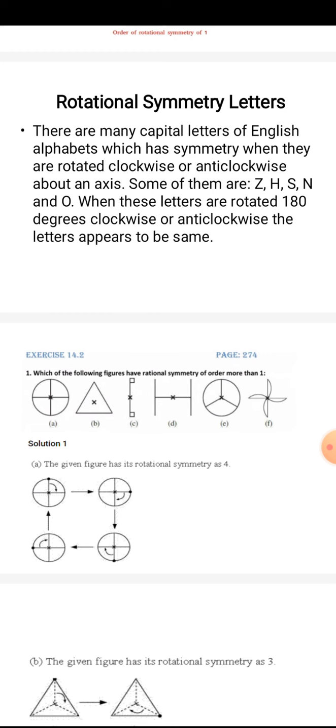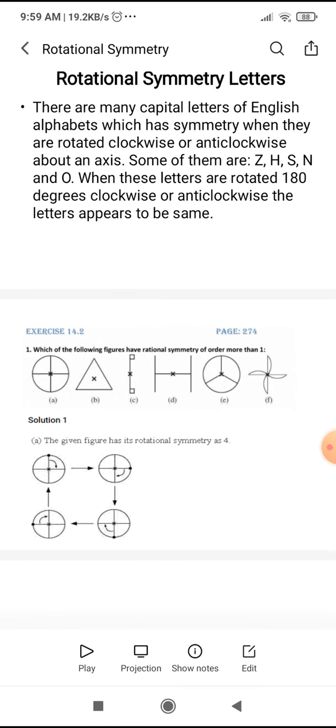But here, a cross mark is given in the center of the circle. That is the important thing. If the center point is not marked with the asterisk sign, then it may have an infinite number of symmetries. Are you getting there? Yes. Shall we move to the next one? Yeah, come to the second one.